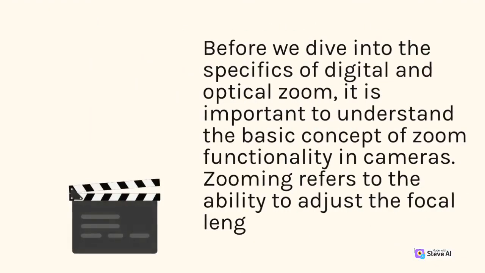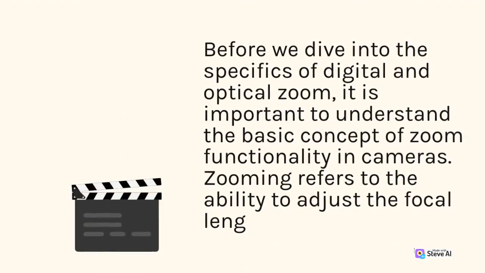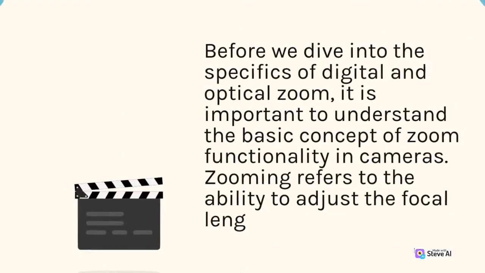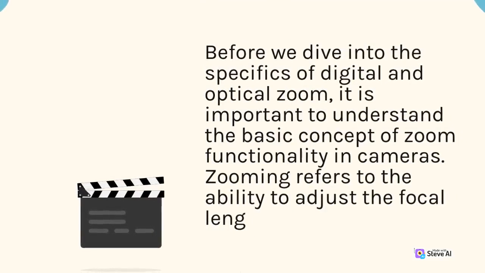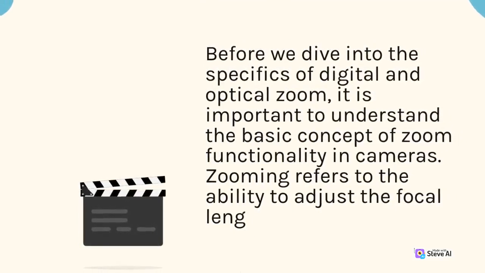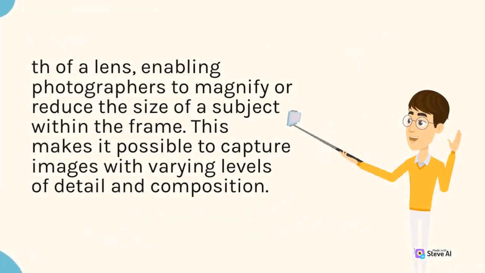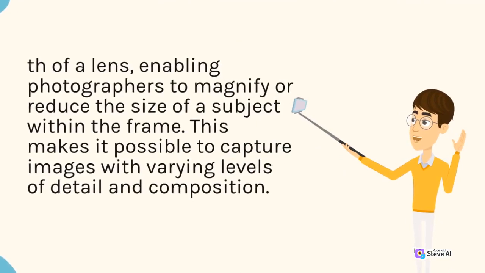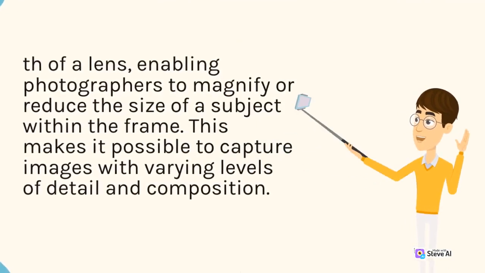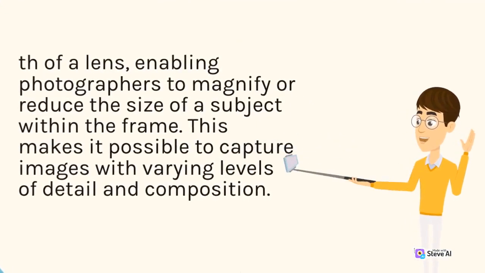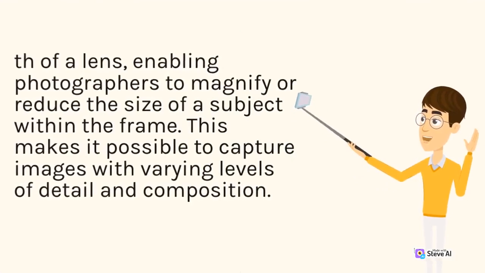Before we dive into the specifics of digital and optical zoom, it is important to understand the basic concept of zoom functionality in cameras. Zooming refers to the ability to adjust the focal length of a lens, enabling photographers to magnify or reduce the size of a subject within the frame. This makes it possible to capture images with varying levels of detail and composition.